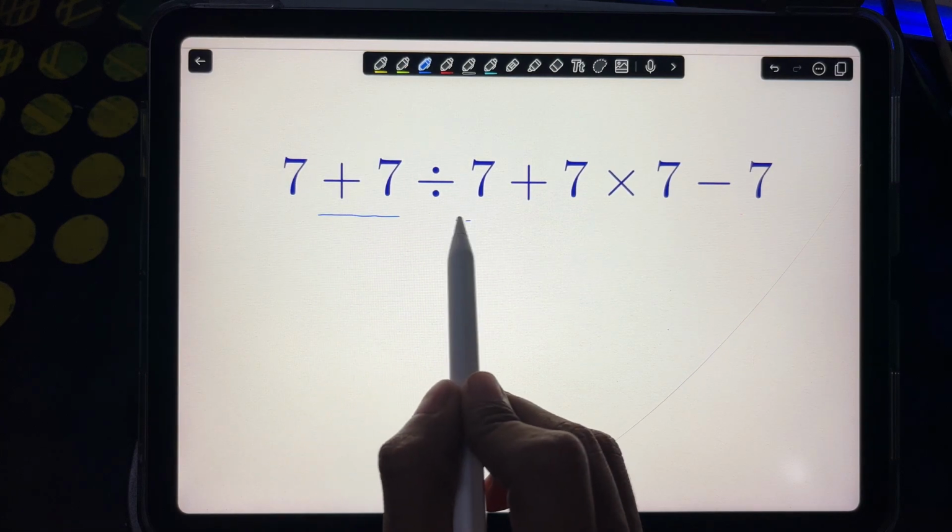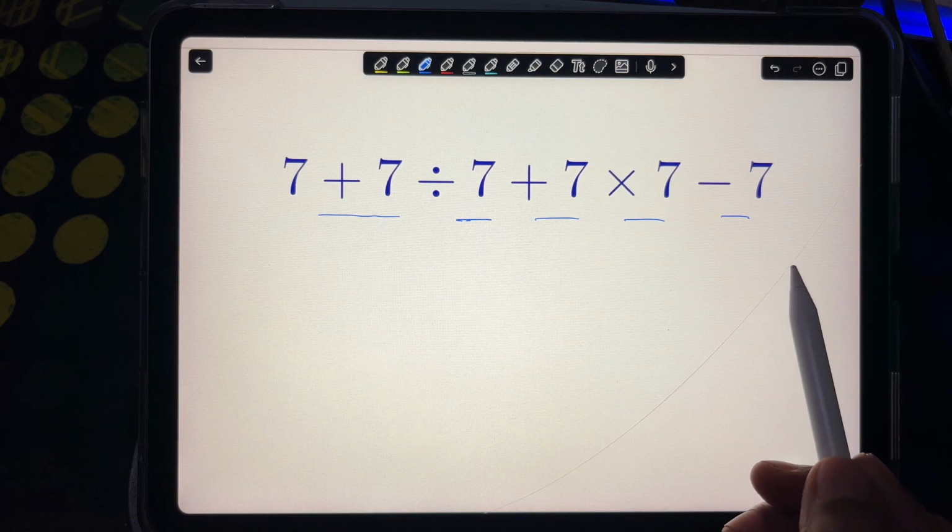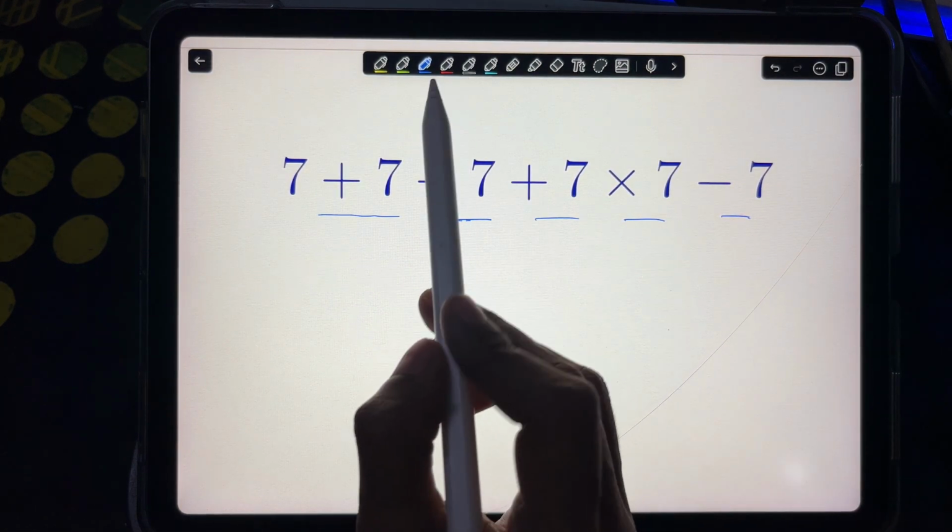7 plus 7 divided by 7 plus 7 times 7 minus 7. Can you solve this? Pause the video and let me know your answer in the comment section. Now many will do this.